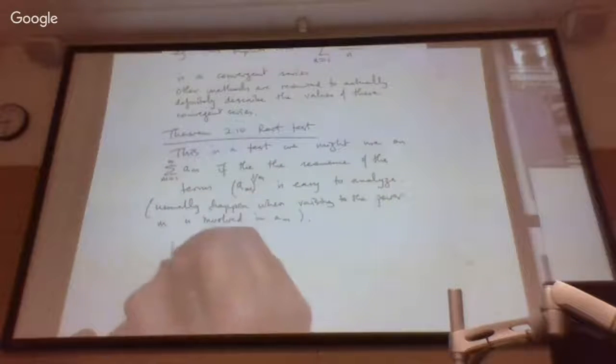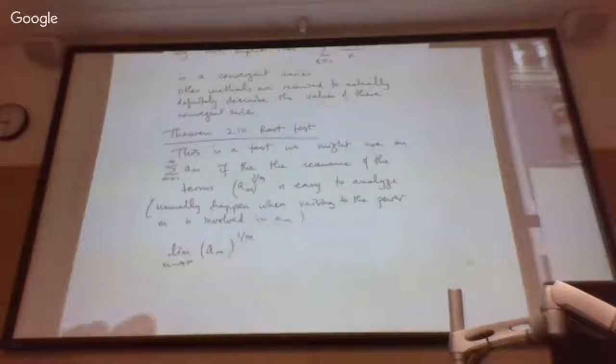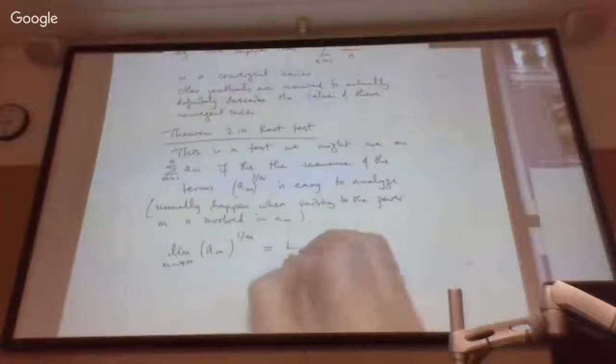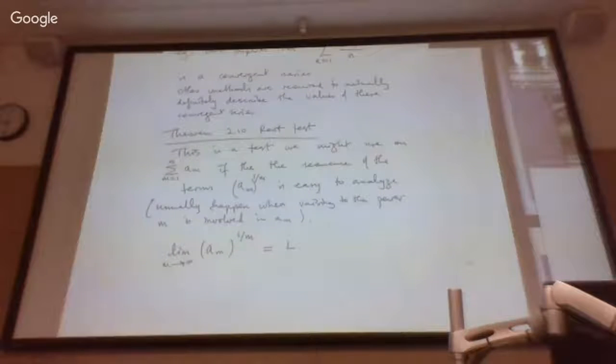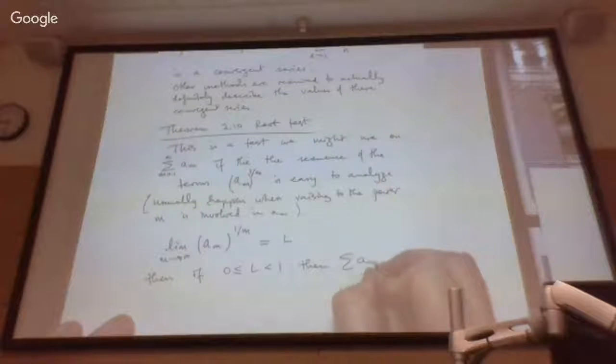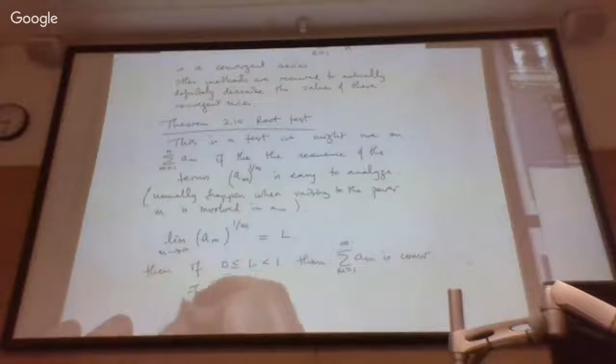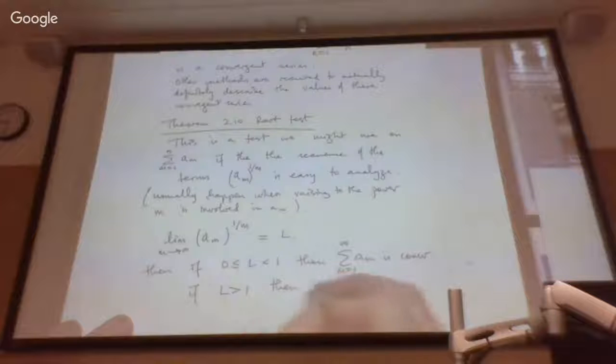But what does this test say? This test says that you look at the limit as m goes to infinity of the nth root of AM. In a way, you're comparing this series to itself. If you can get this limit out to be a limit L, then the conclusion is similar to the ratio test. If L is strictly less than 1, then the series is convergent. But if L is strictly greater than 1, then the series is divergent.